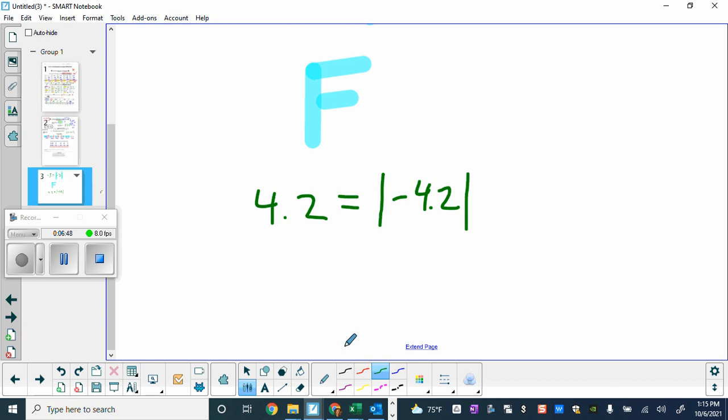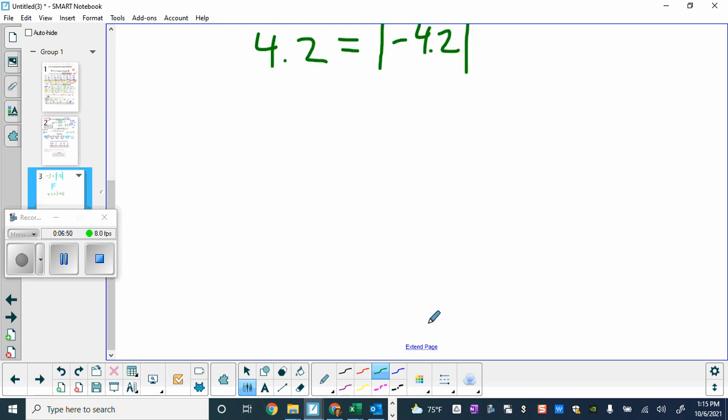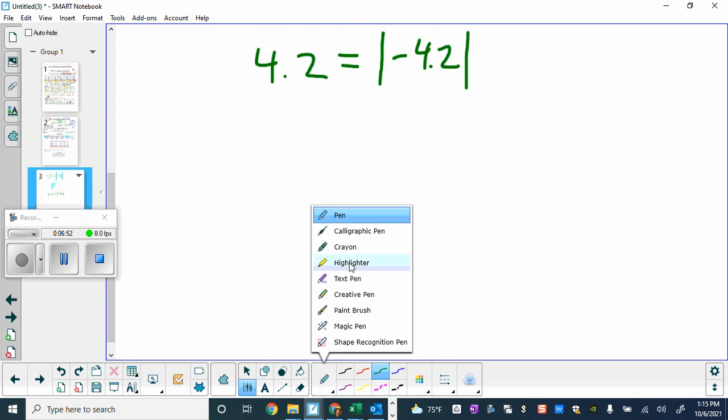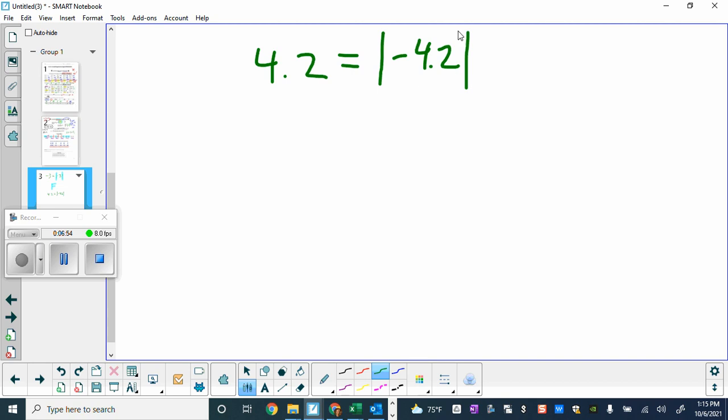All right, is this true or false? And once again, because I care about inside the symbol, I want to know how far away is negative 4.2 from 0, and it is 4.2 spaces away. So for this one, we would put true. This one is going to be a true statement, okay? Because again, the thing inside these lines is 4.2 spaces away, and that's what that says, so that's true.